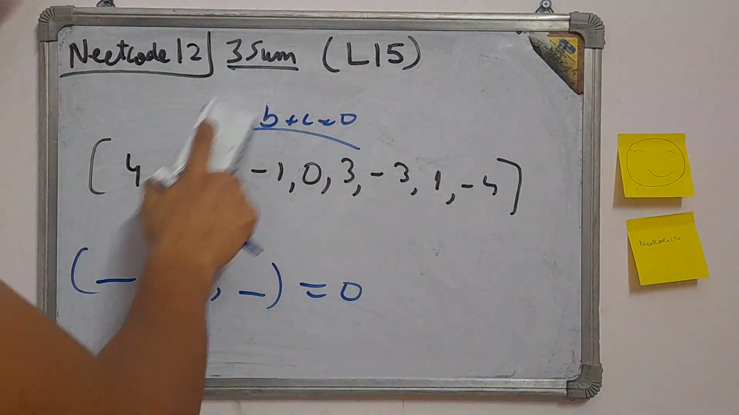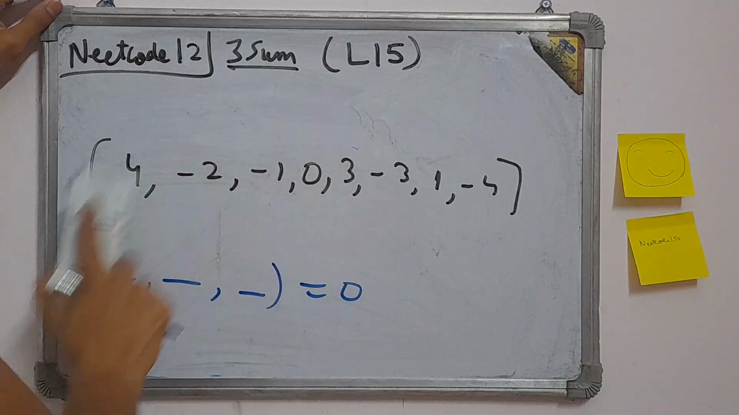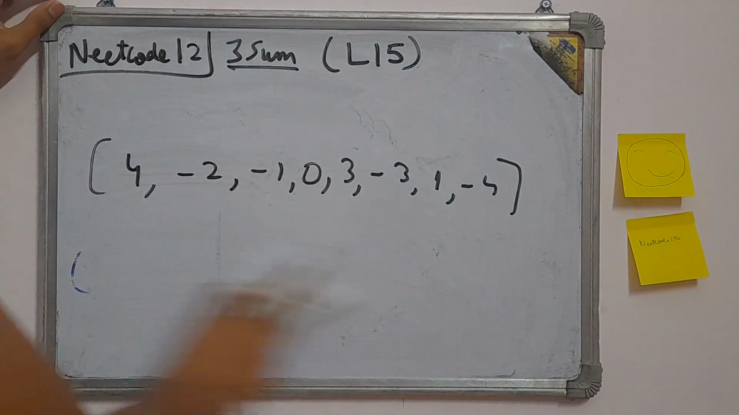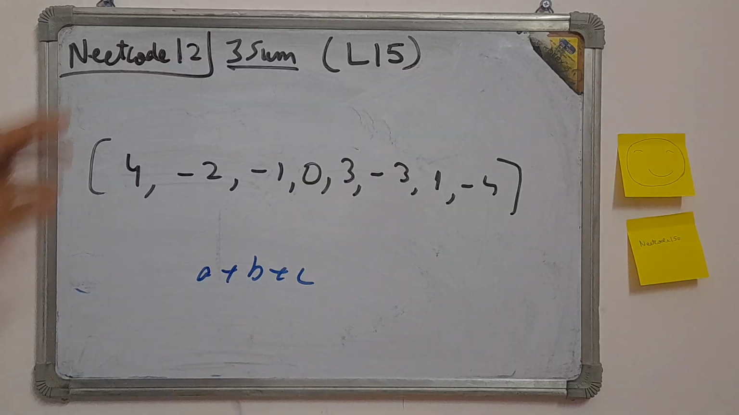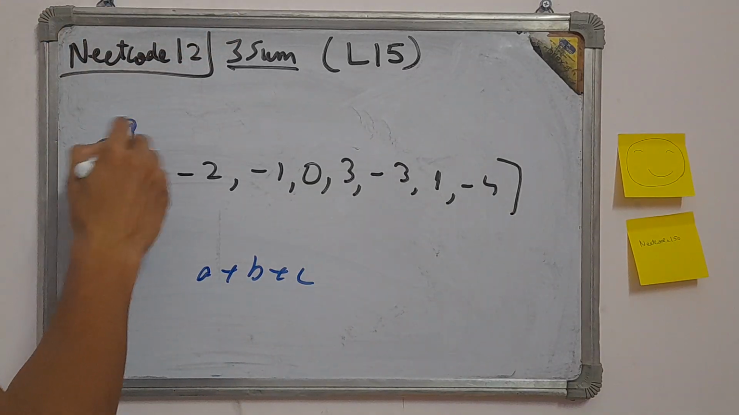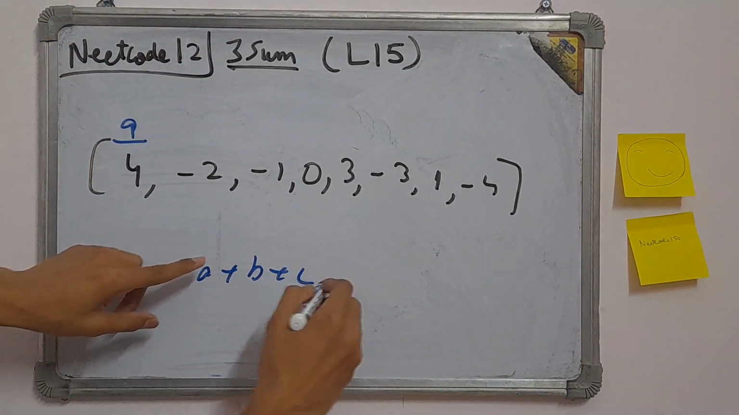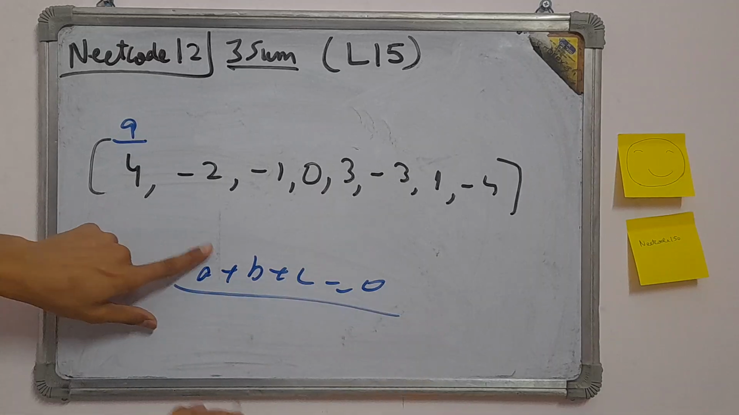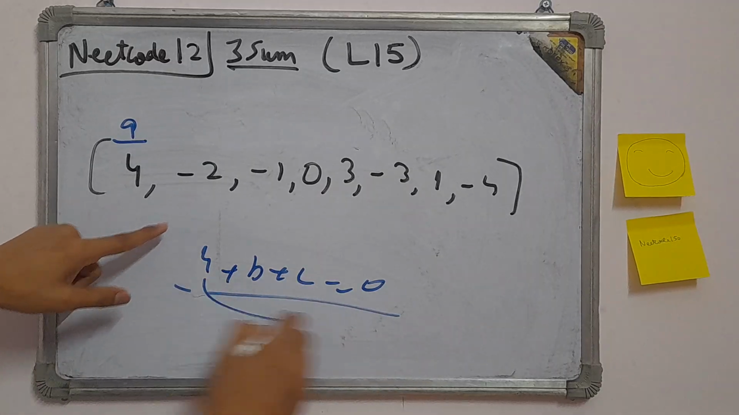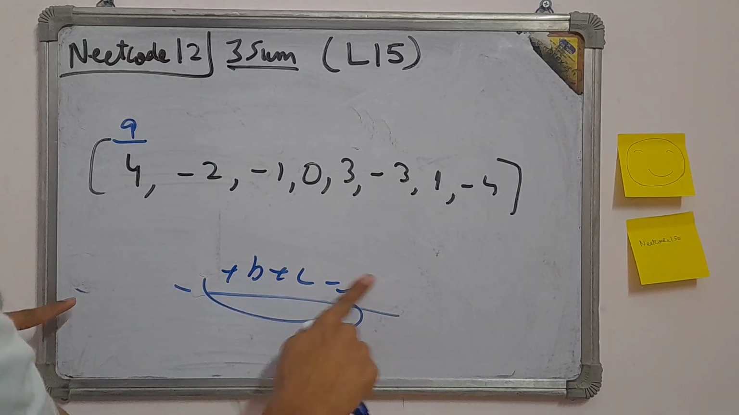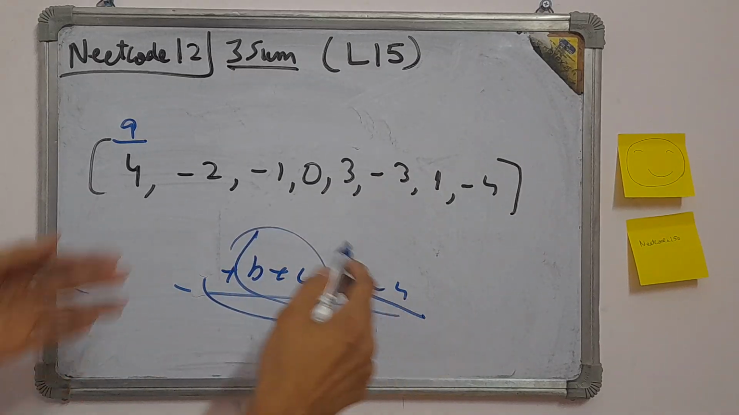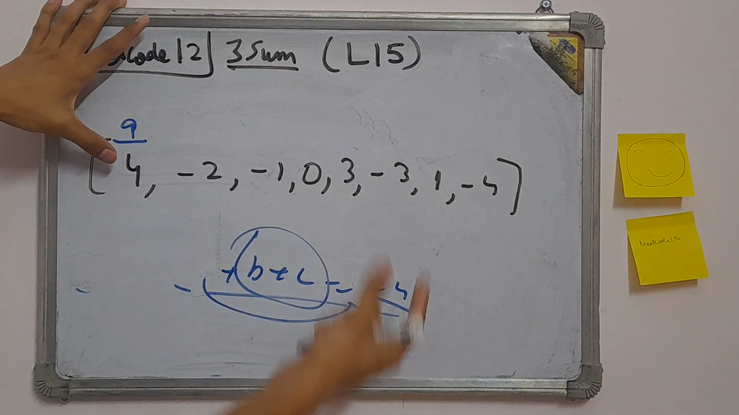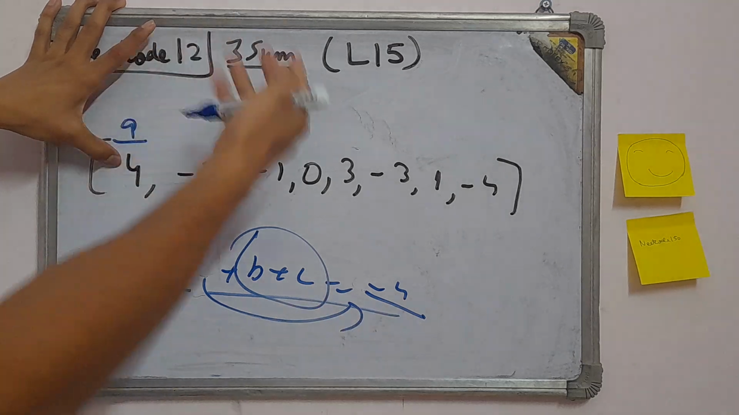So how to do this? First we will do the brute force, obviously, in which we will generate every possible triplet. So we want 3 numbers: A plus B plus C. If we fix A, if we know that A is this for sure, and A is 4, then if we send this to the other side, we get B plus C equal to minus 4. Now if we can just do the 2 sum problem so that we get the sum minus 4, then we pair those 2 numbers with this one, so we get the 3 sum equal to 0.